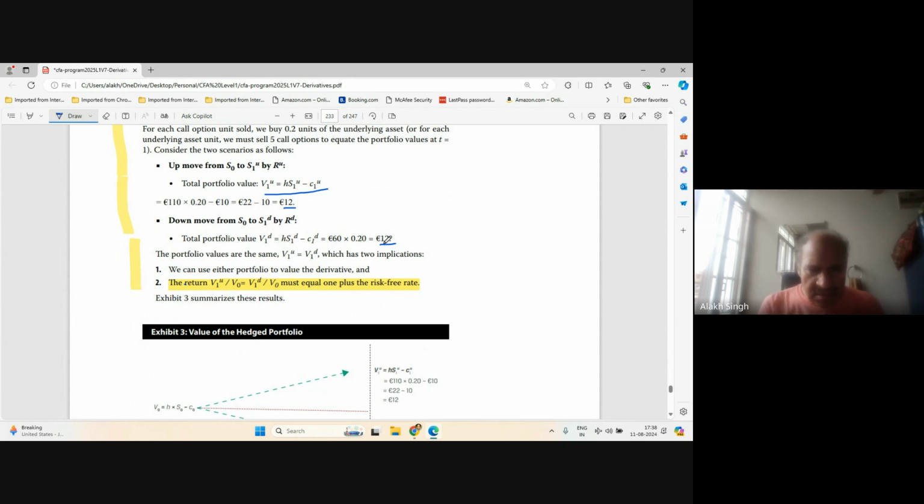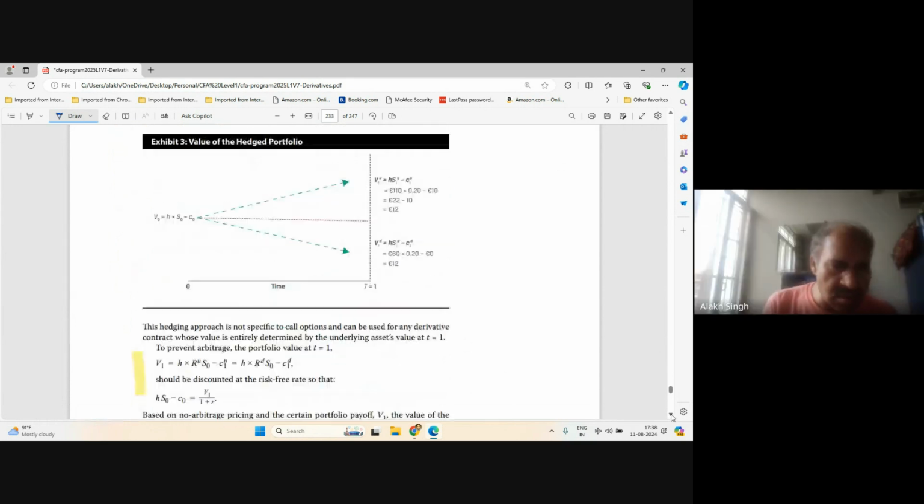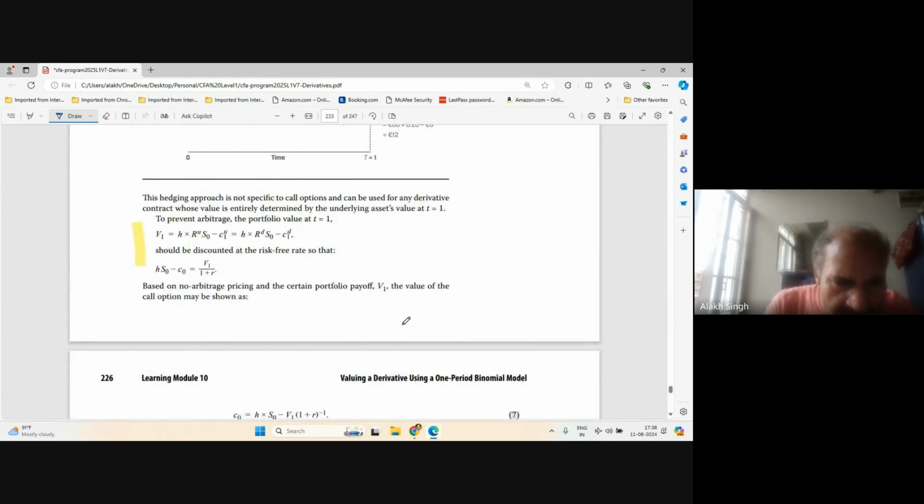And it is telling us that this 12 contains V0 times 1 plus R to the power t. So V0 times 1 plus R to the power t is equal to V1, U or V1D, it doesn't matter because both are equal. So we have V1, and so what will be V0? V0 is HS0 minus C0. So V0 is V1 by 1 plus R.